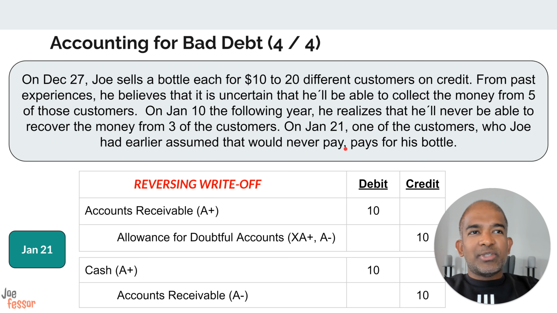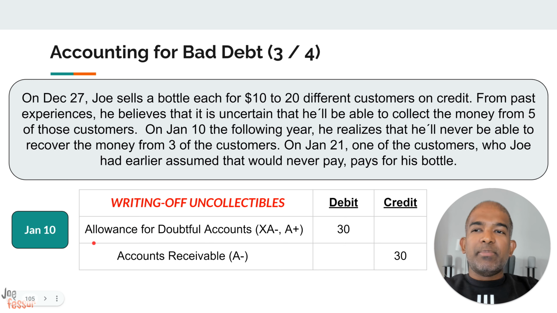On the 21st of January, one of the customers who Joe had earlier assumed would never pay, pays for his bottle. Now we'll look at how to make a journal entry to reverse a write-off. This customer had already been written off in the previous step. The first step in reversing this write-off is to actually reverse the journal entry you made in the previous step. In the previous step, you debited your allowance account and you credited your accounts receivable account. You're going to reverse that.